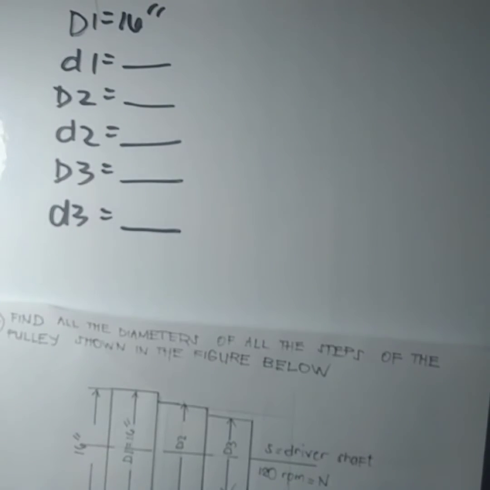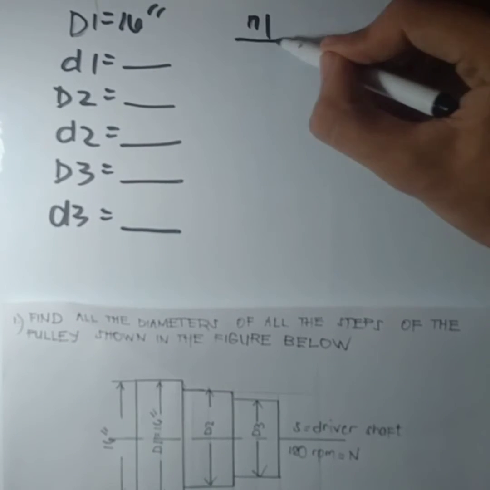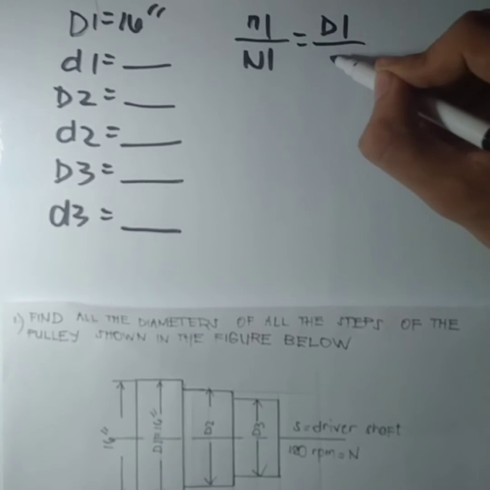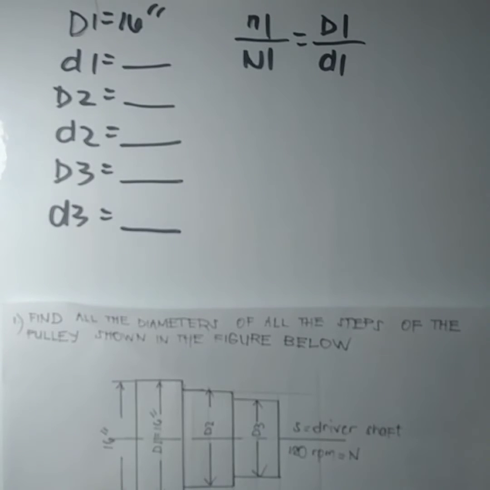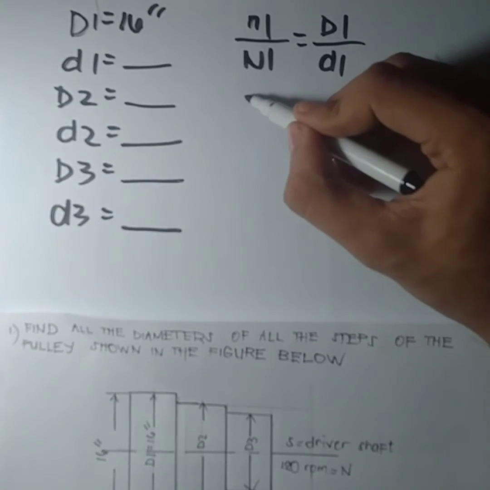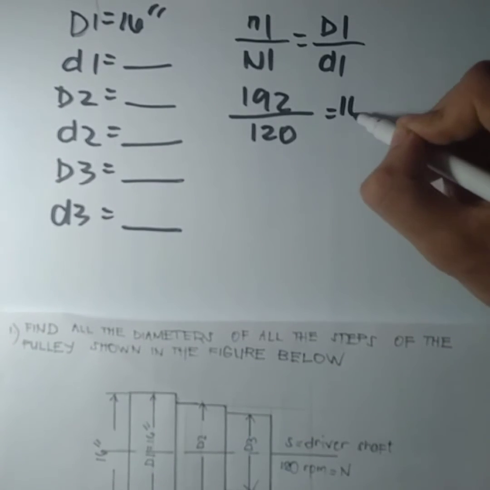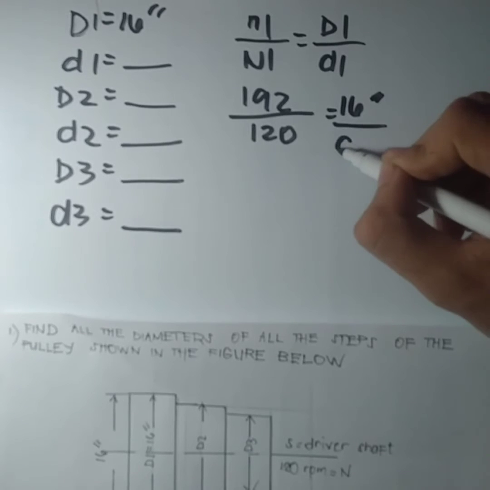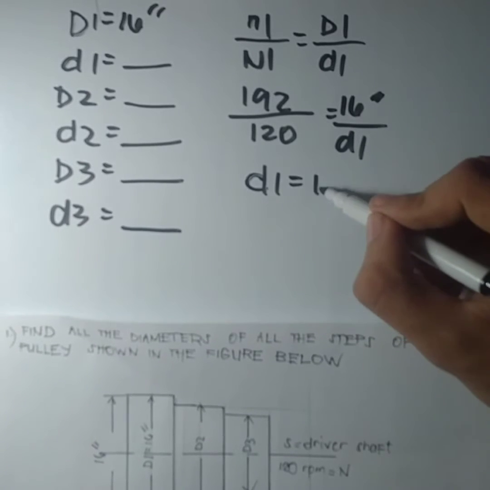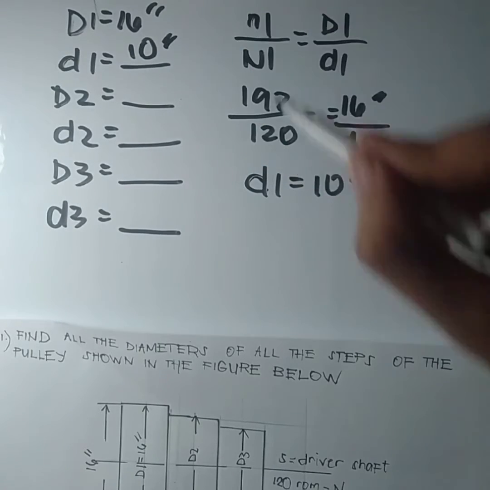So we have to remember this formula, which is N1 over N1 is equal to D1 over D1 ng ating driven shaft. So, isubstitute lang po natin ang ating mga formula: 192 RPM over 120 is equal to 16 inches over D1. By shift solve sa ating calculator for time's sake, ang lalabas po dyan ay 10 inches. So, nakuha na natin yung value ng isa, 10 inches.